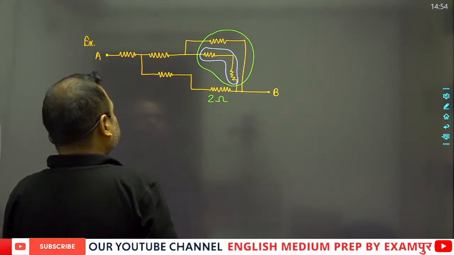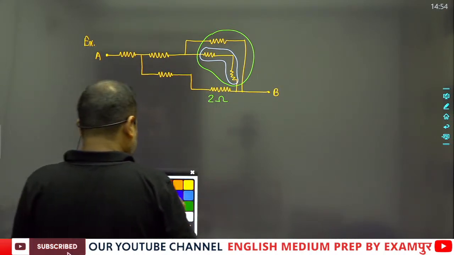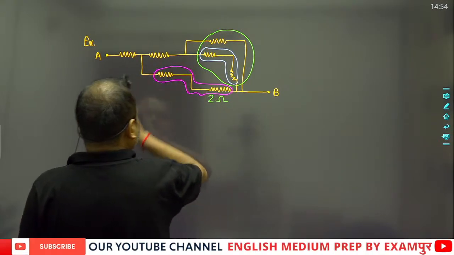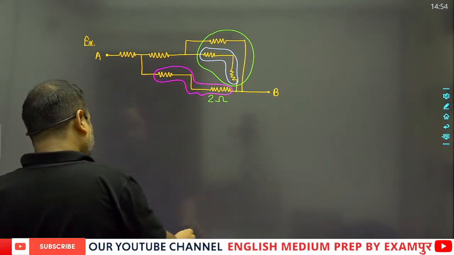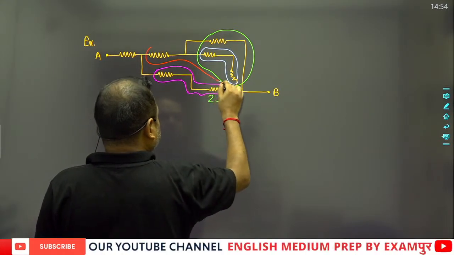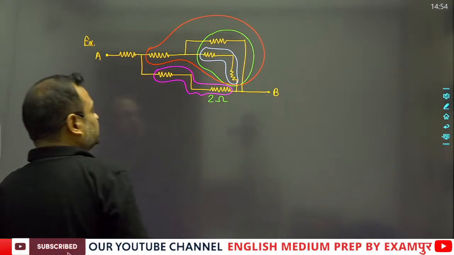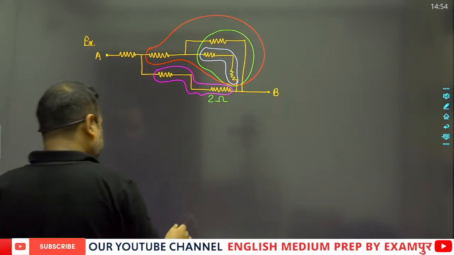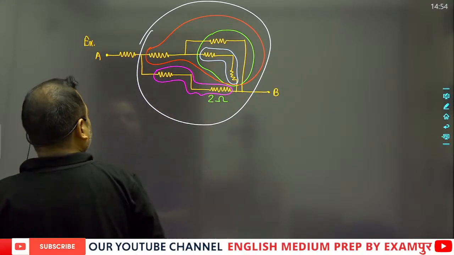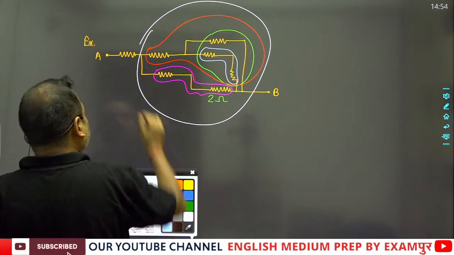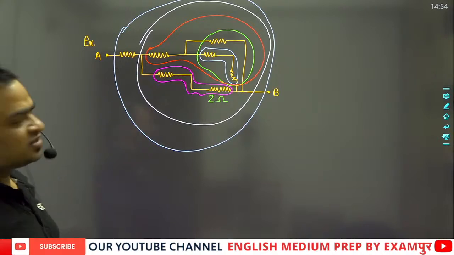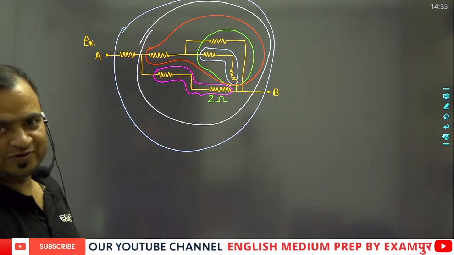Now if these two resistances are in parallel, then these two resistances are also in series. Now you can see very easily that this resistance with this green resistance will be in series connection, and then as a whole these all will be in parallel, and then as a whole in series. So this will be the way to solve the question.